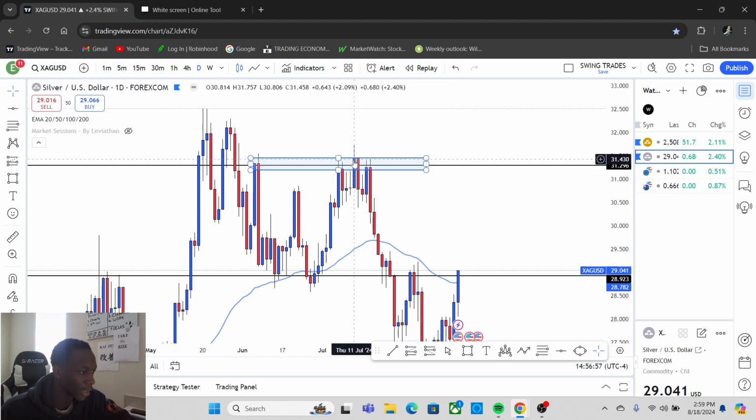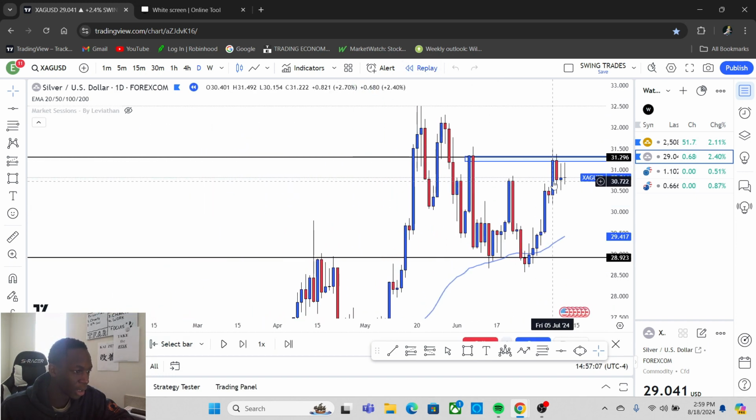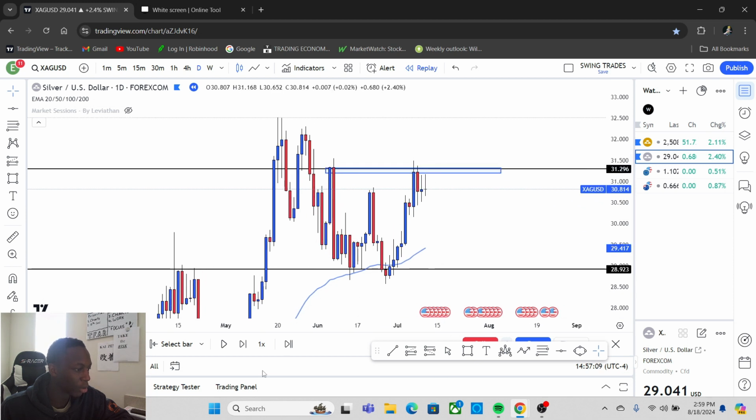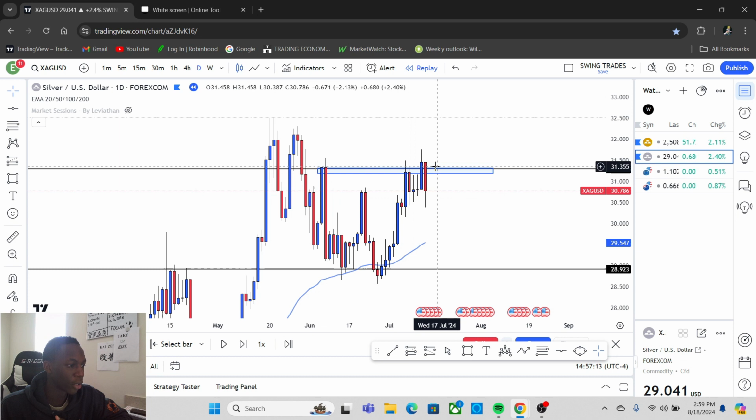You see? Let's say this structure wasn't right here. This one wasn't right here. If price literally came to the line, you tell yourself, okay, cool. Let me replay this. Okay, cool. If price comes to the line again, I'm gonna reject it. But look what it did. It literally broke above. That's why you need an area of interest.